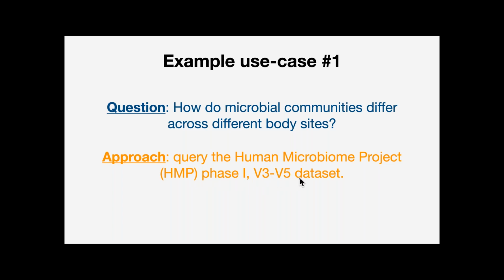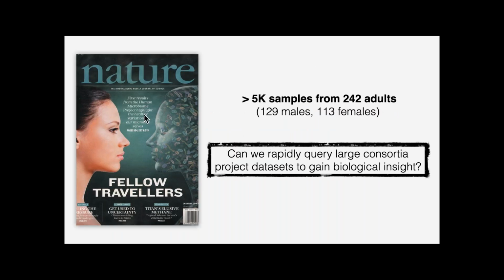So this is just an opportunity for me to highlight that all the data we have on the website right now is 16S rRNA gene marker sequencing data. So we do not have shotgun metagenomics data, but that's something that we're actively working on right now. So if you're not familiar with this study, it was published initially in Nature, and it profiled over 5,000 samples from 242 adults, roughly half males and half females, across multiple body sites. And so this is an opportunity to ask, how well, using a web interface, can we rapidly query large consortia project data sets to gain biological insight?